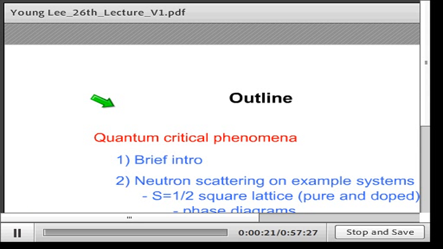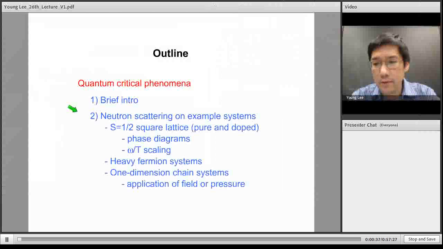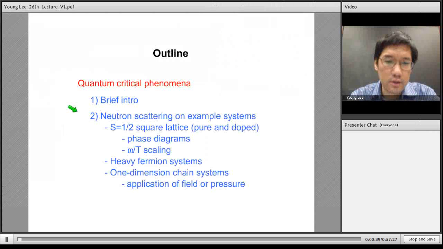So here is the outline, a rough outline, and the basic topic will be quantum critical phenomenon, as well as how neutrons can study these phenomenon. So I'll start with a brief introduction, and then examples from neutron scattering in the literature.